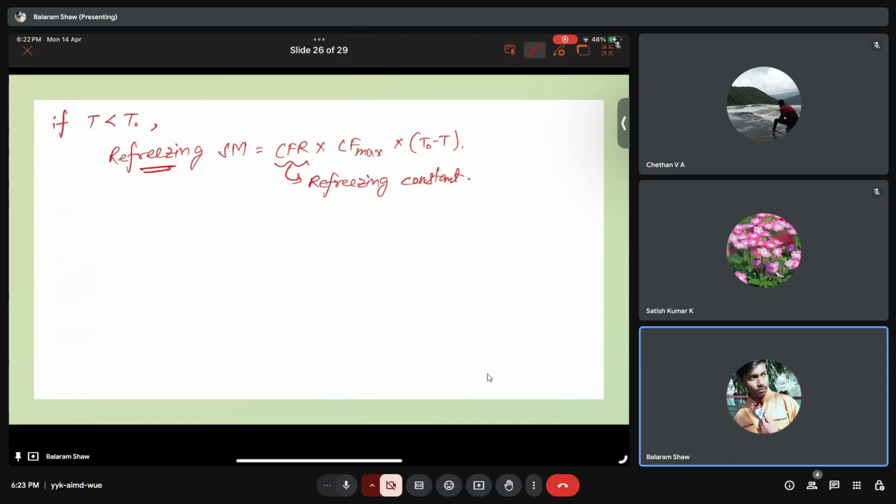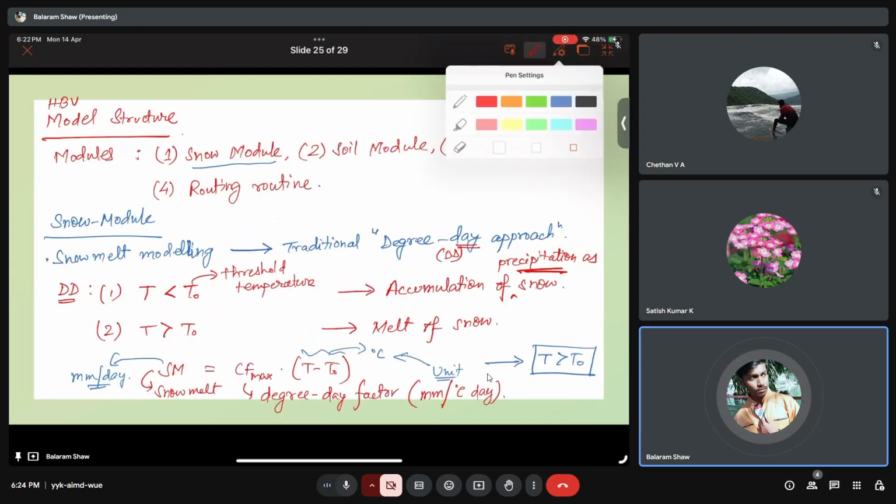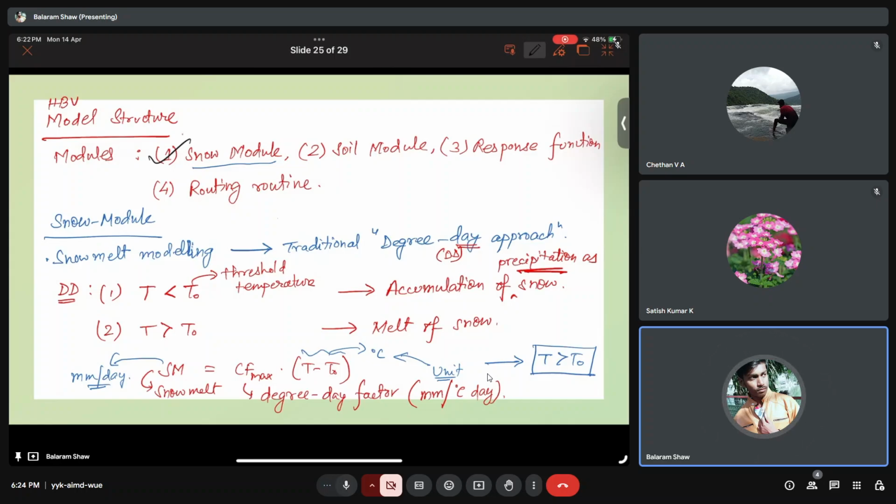Okay. So topography is usually accounted for by the area elevation zones and temperature and precipitation lapse rate. Okay, so this one was the first, that is the snow module. Okay, next is the soil module.